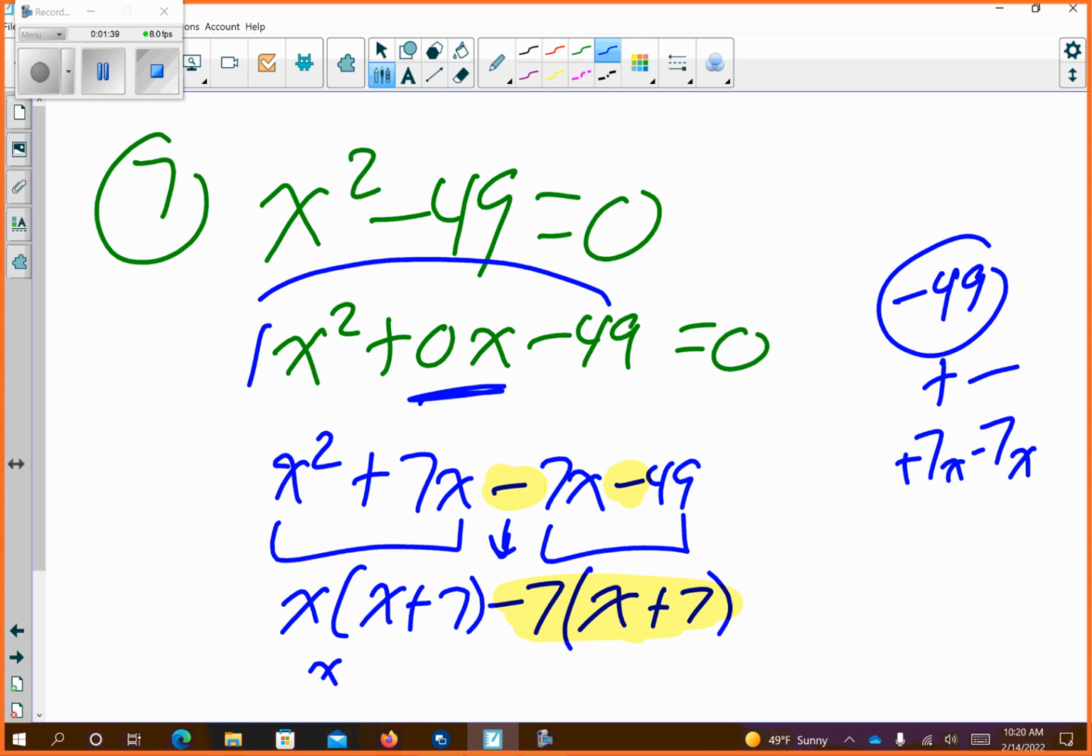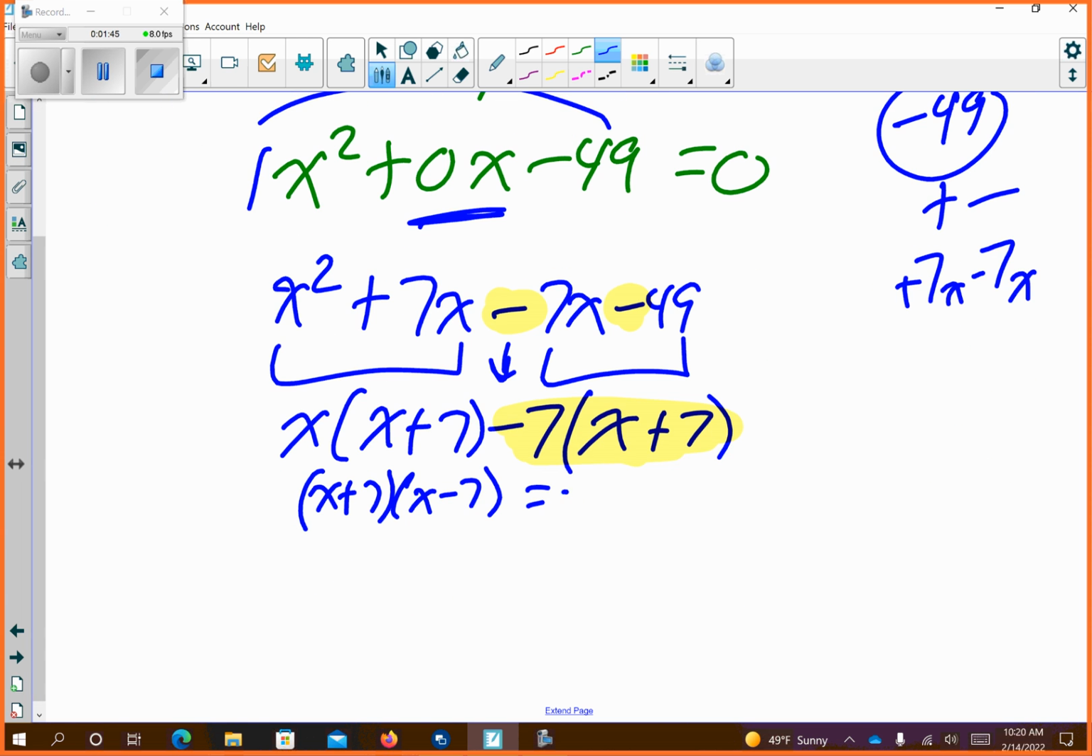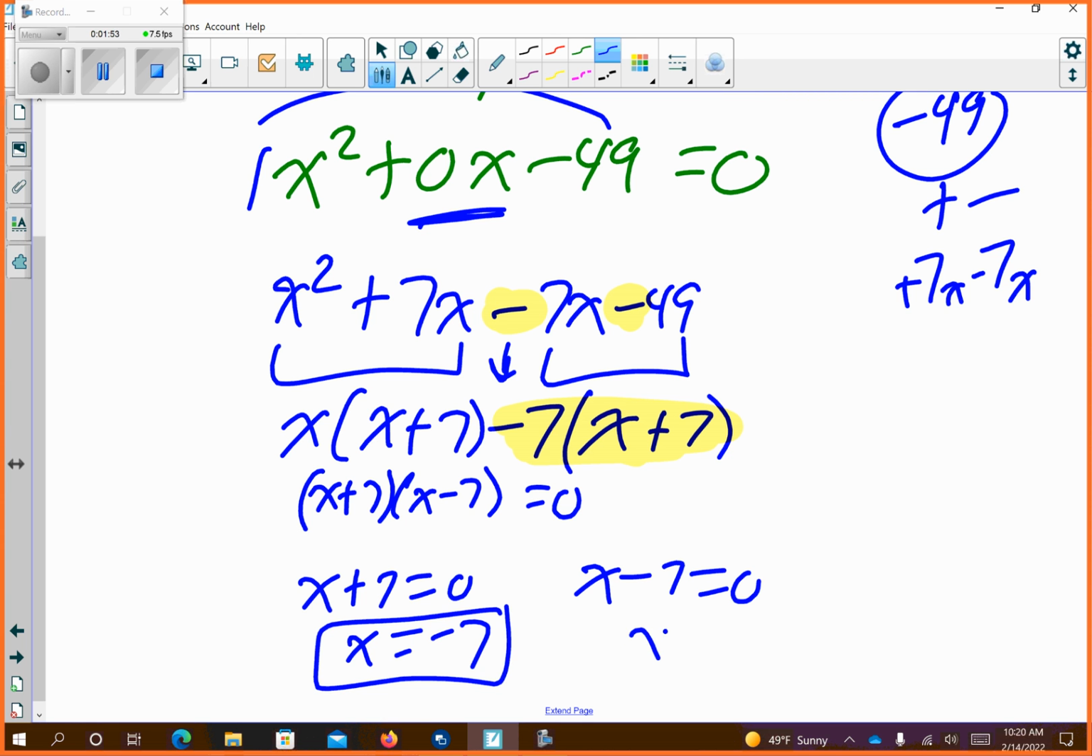So that means that x plus 7 and x minus 7 are the factored versions. I'm going to set both equal to 0 and solve both. So subtract 7 from both sides, so I get this answer. Add 7 to both sides, so I get this answer.